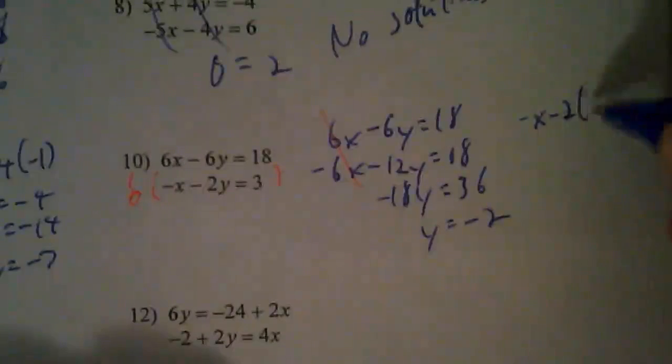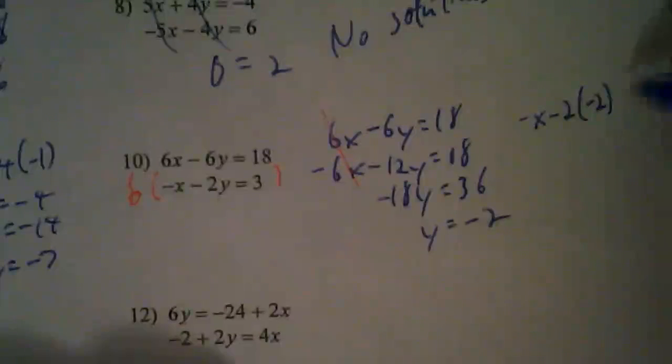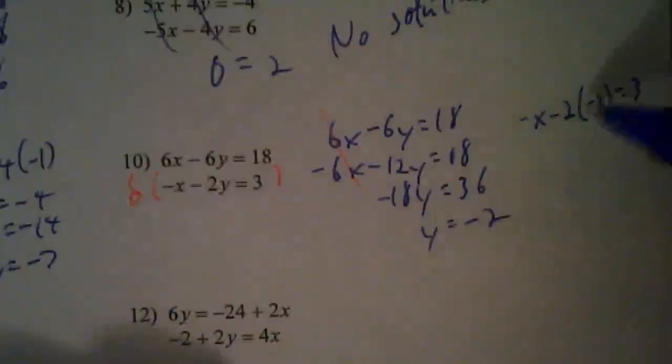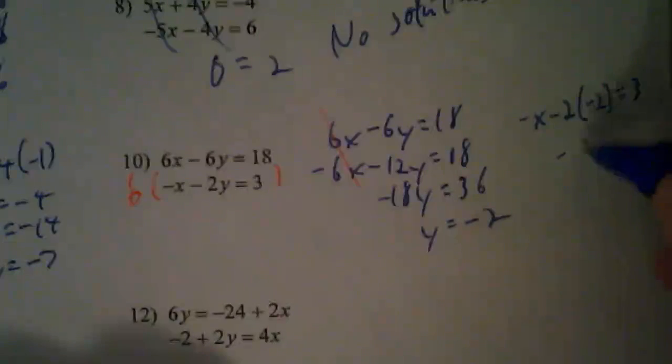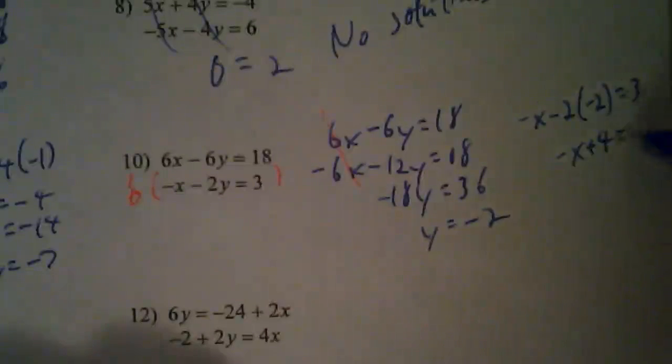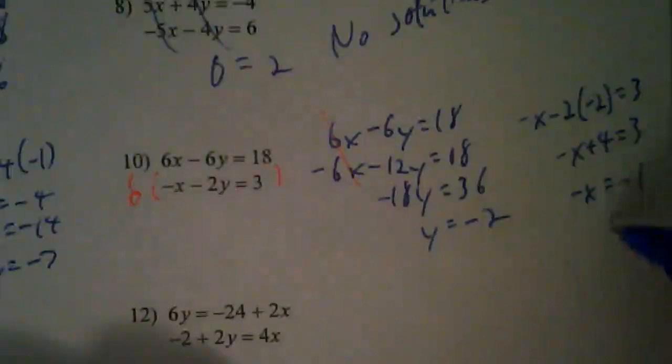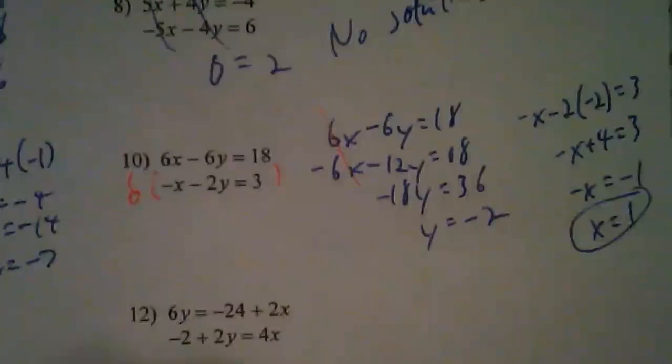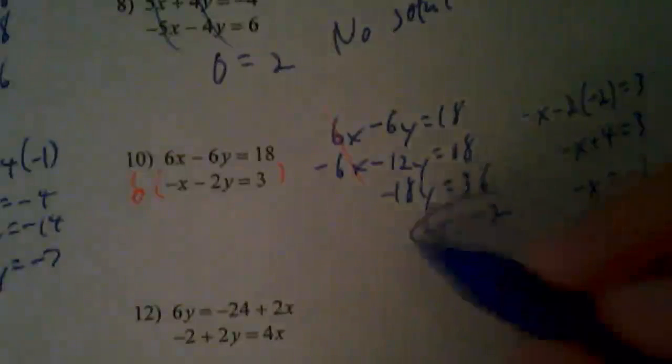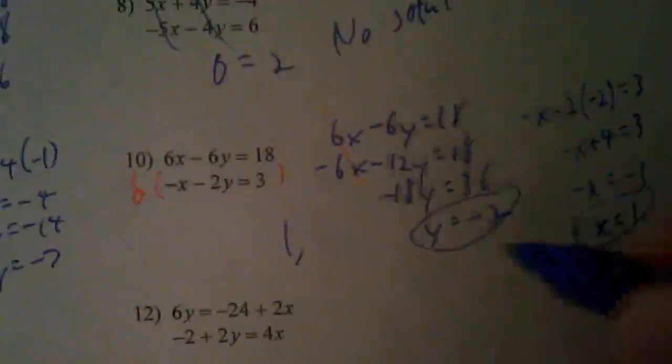-x minus 2 times -2 equals 3. -2 times -2 is a positive 4. So -x plus 4 equals 3. Subtract off the 4. You get -1. Get the negative over to the other side, becomes +1. So we got our two parts. 1 comma -2. Good for final answer.